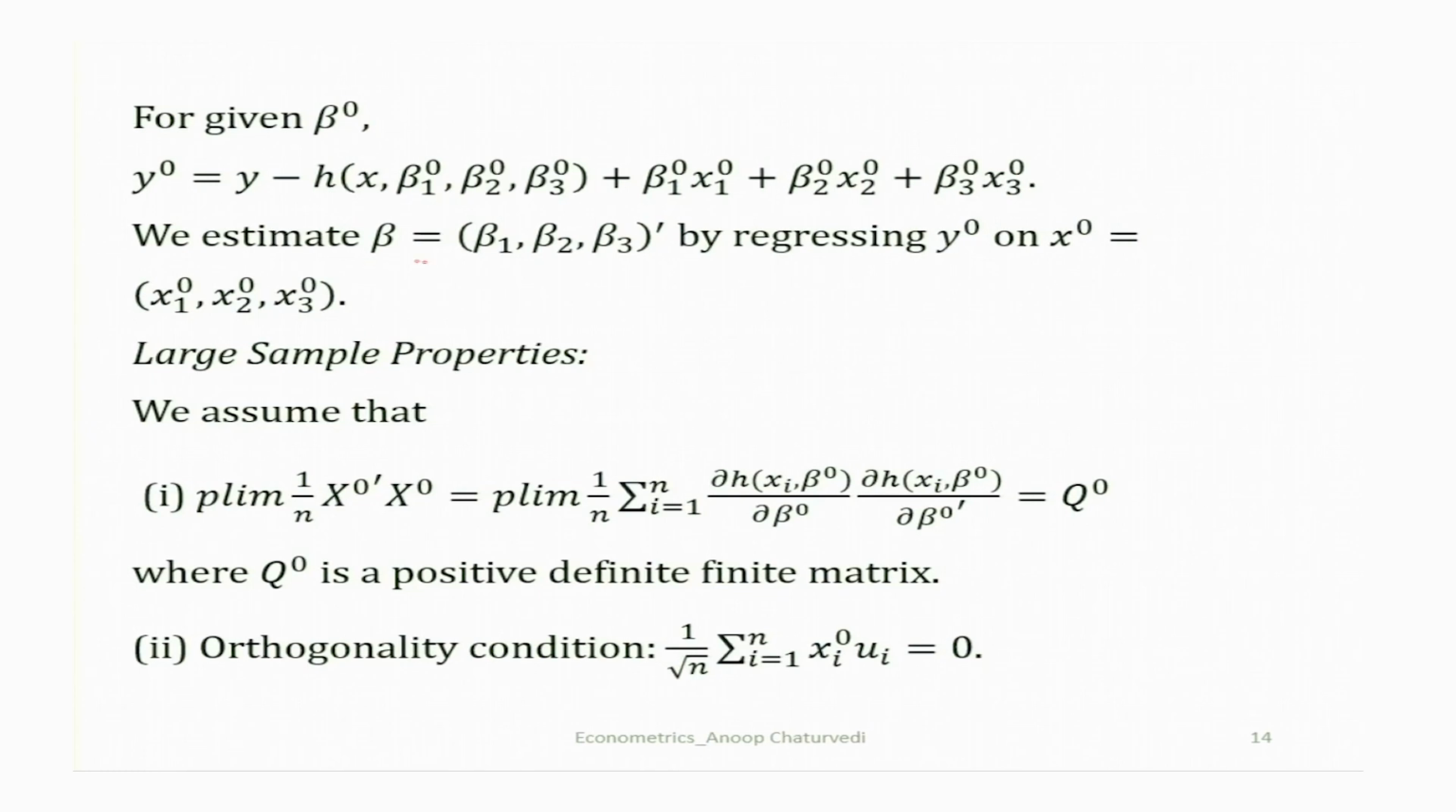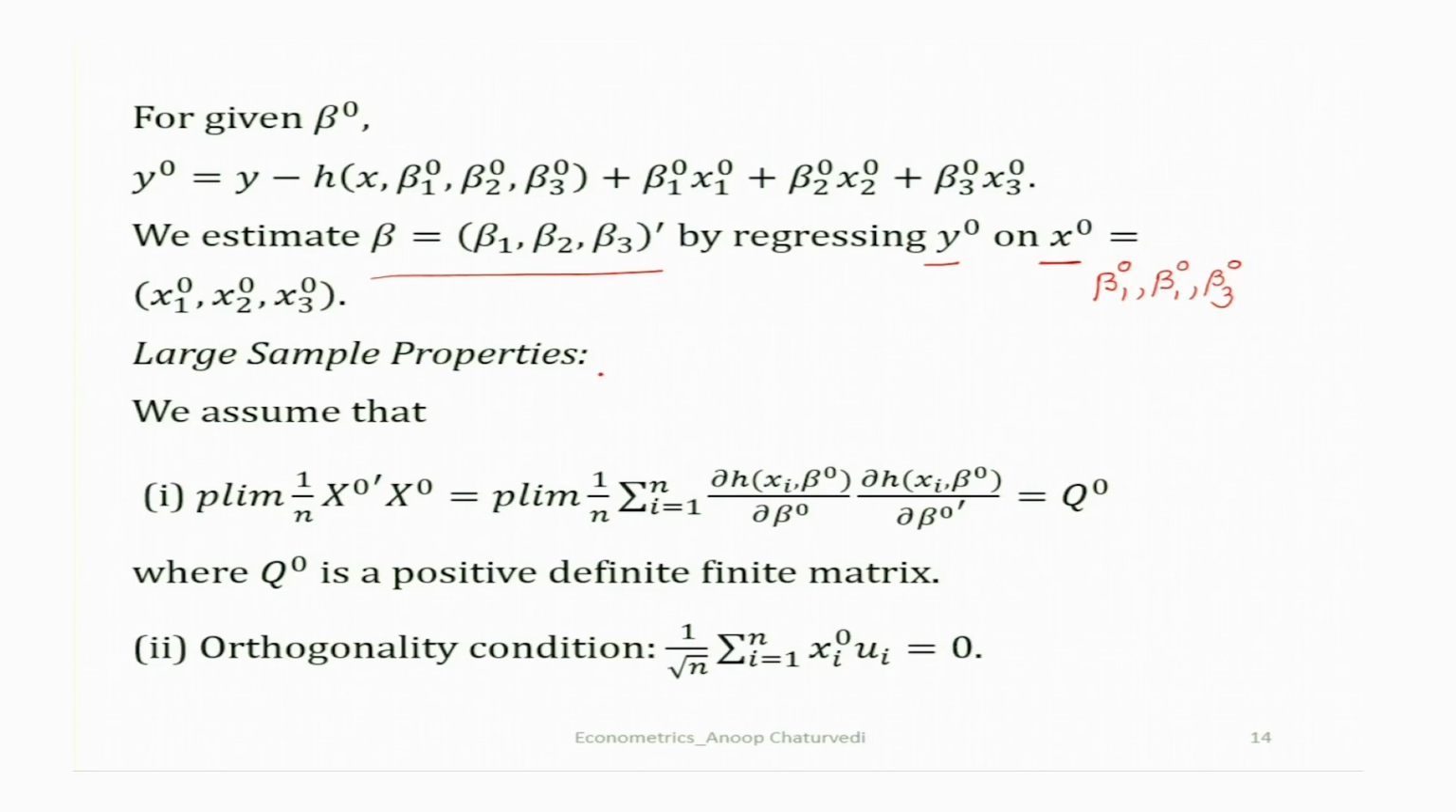And then we can estimate beta equal to beta 1, beta 2, beta 3 transpose by regressing y naught on x naught equal to x 1 naught, x 2 naught, x 3 naught. So, once you transform the model using Taylor series approximation into this linear form, you simply obtain y naught and then x naught, this vector, and then you obtain the OLS estimator for beta. Of course, we assume that we have known initial values beta 1 naught, beta 2 naught and beta 3 naught.